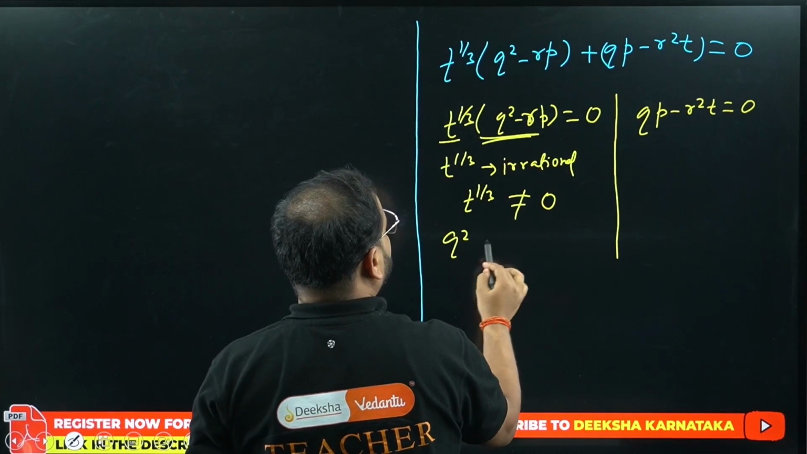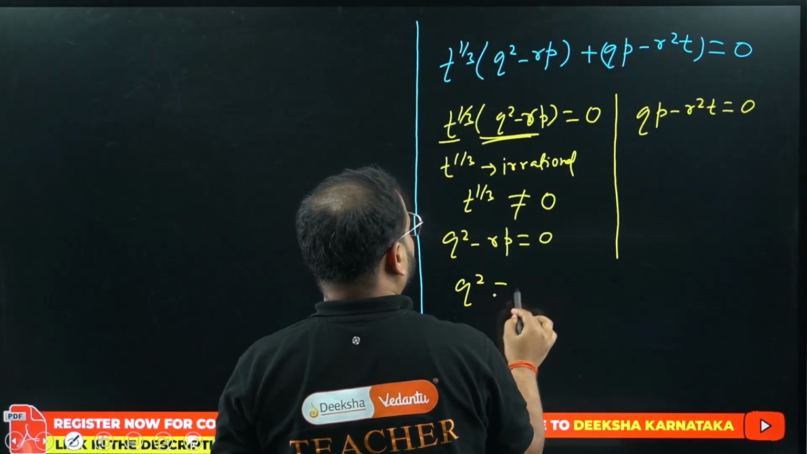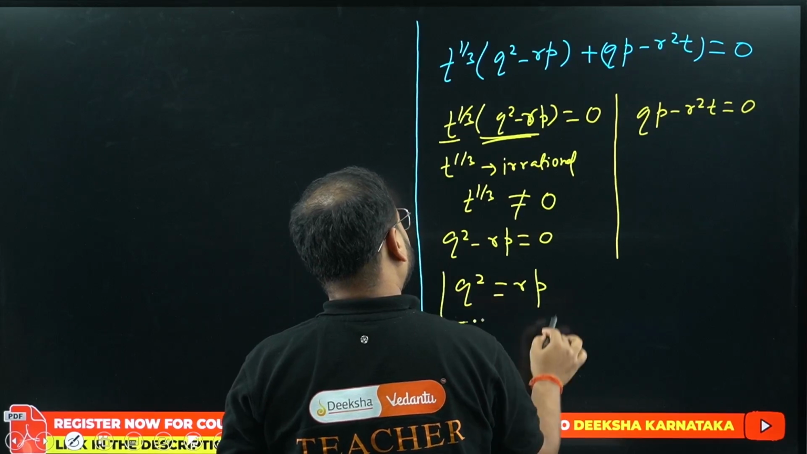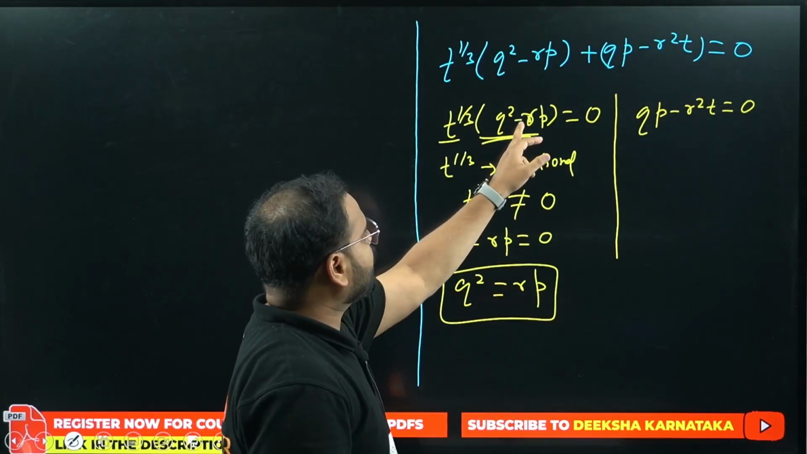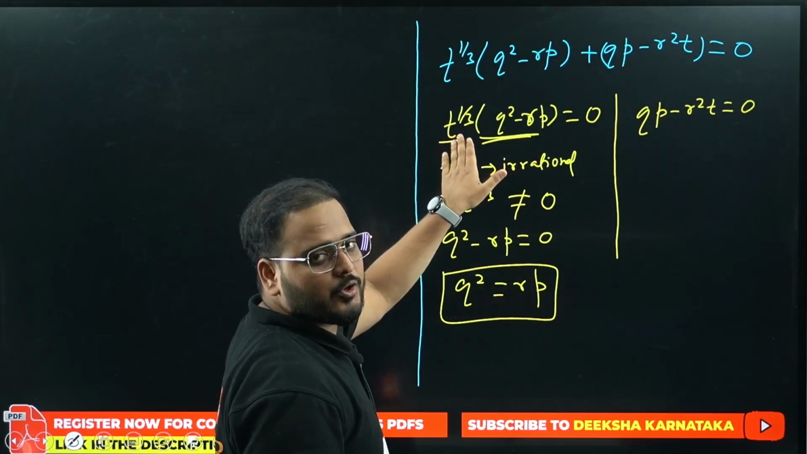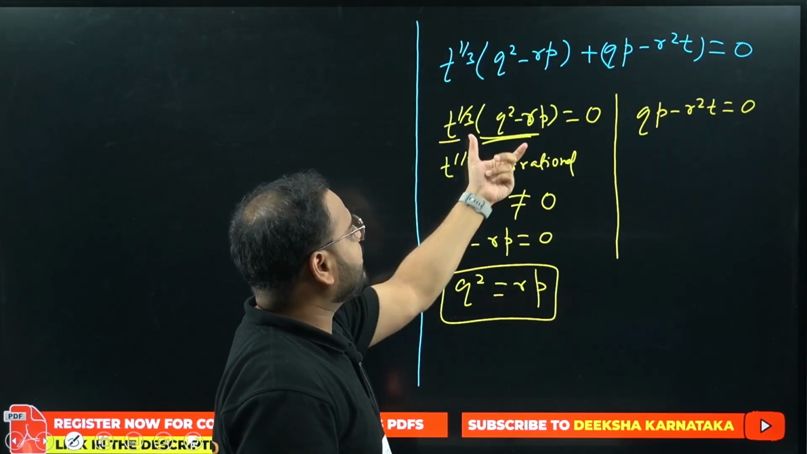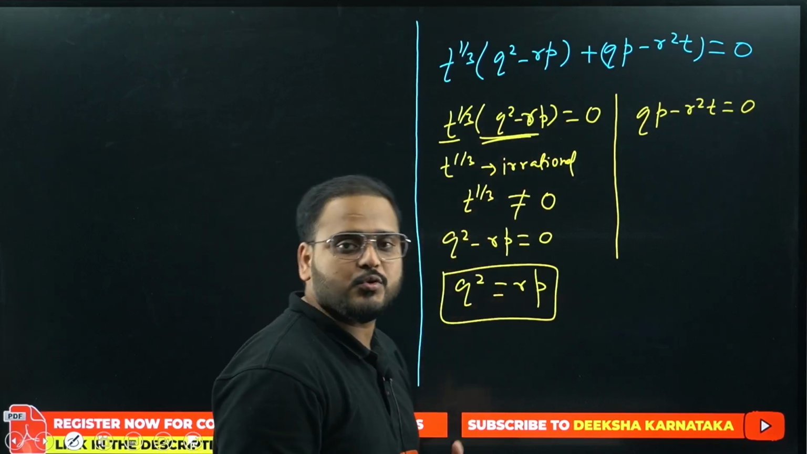So q square minus rp would be equal to 0. From where I can get what? Q square equals to what? Rp. This much is okay. From here, q square equals to rp because this whole thing has to be 0 because this is a non-zero term. For this to be non-zero term and the product is 0, it means what? The other bracket has to be 0. So from here we get q square equals to rp.